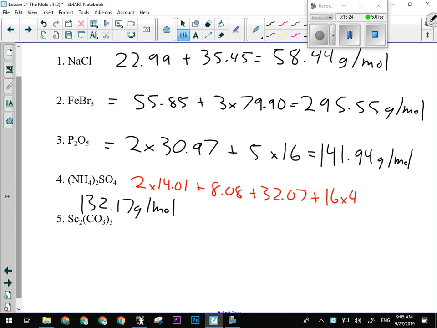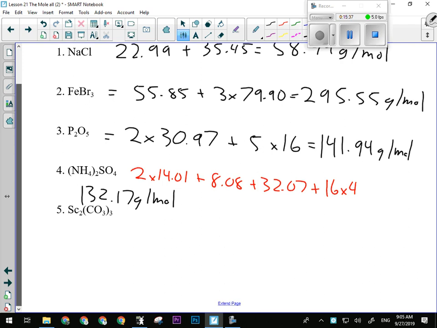Okay, you're not going to be able to do mole equation calculations without being able to calculate molar mass. It's like not being able to write chemical reactions without being able to write chemical formulas. Okay, one skill depends on the other. Right, so being able to do this is pretty important.